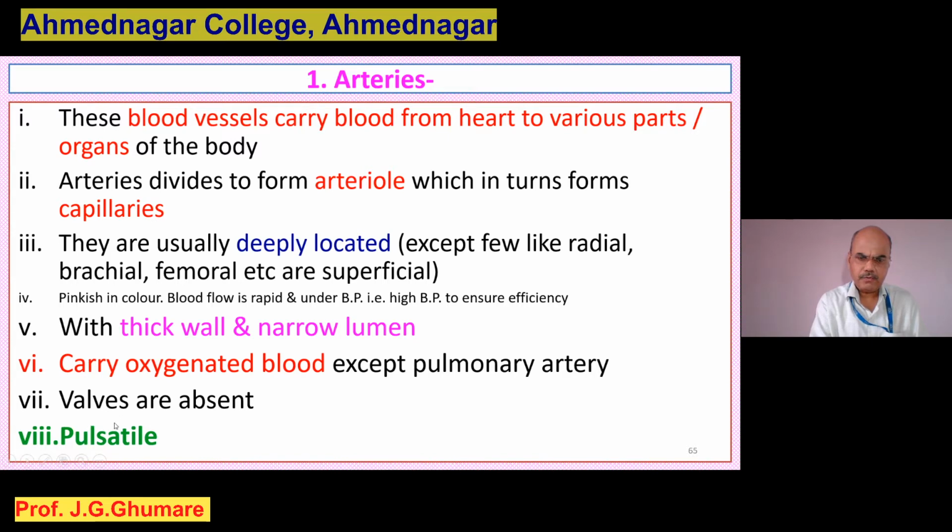And we're going to study this in pulse. One contraction of the ventricle will create one jerk in the artery, that is called pulse. And this nature of artery is called pulsatile nature. So remember, arteries are pulsatile in nature. This is something about the general characters of artery.